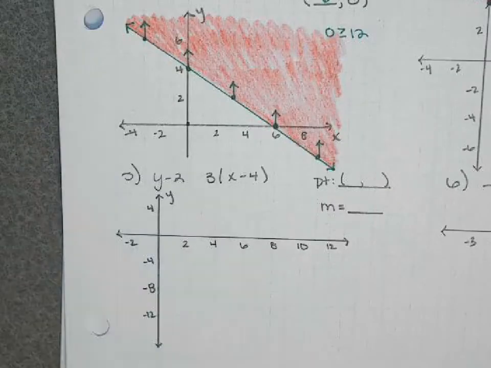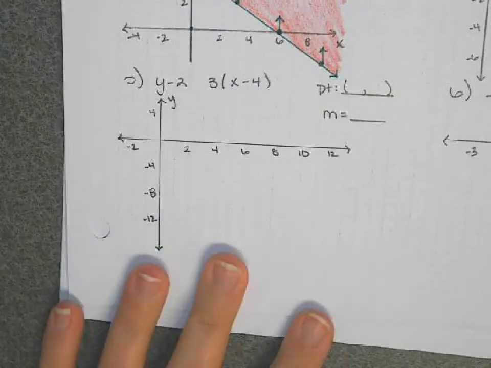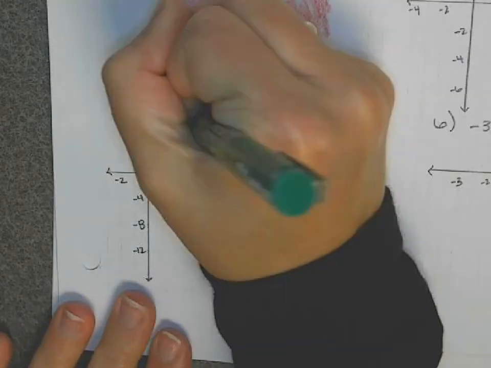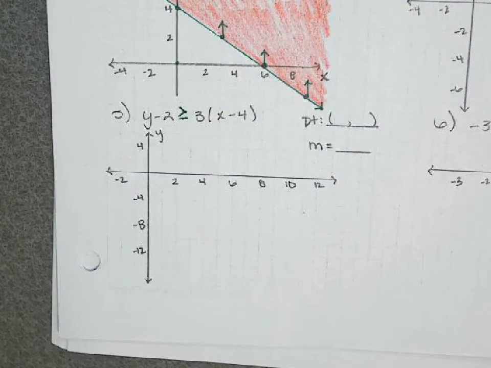Number 5. This one's also in point slope form. This one will be greater than or equal to. What point was used to write this equation?